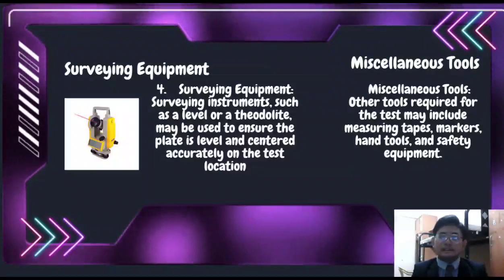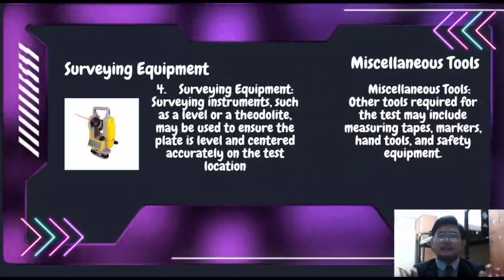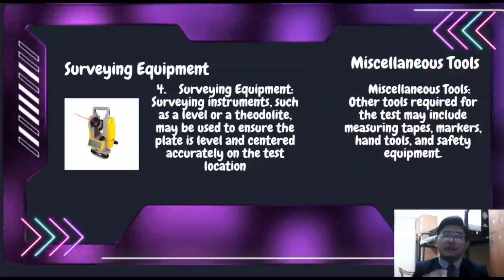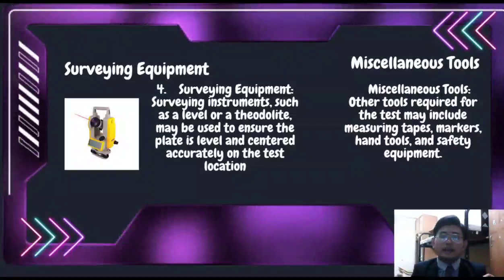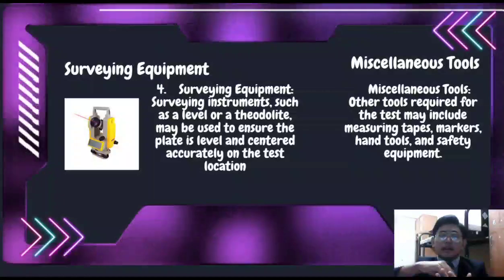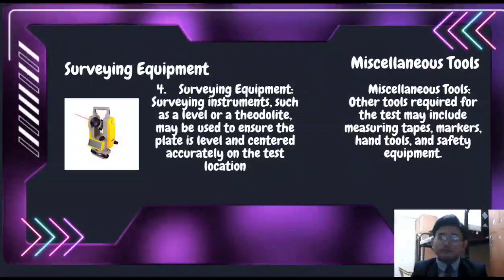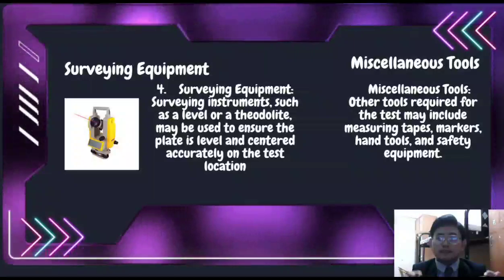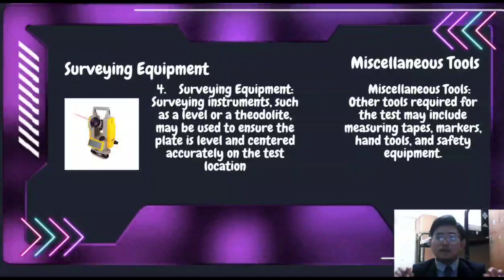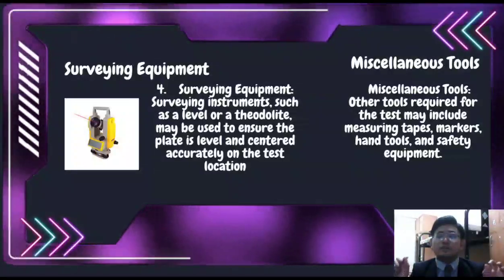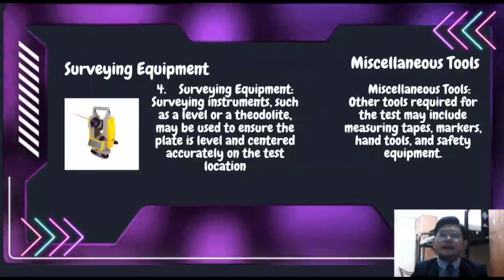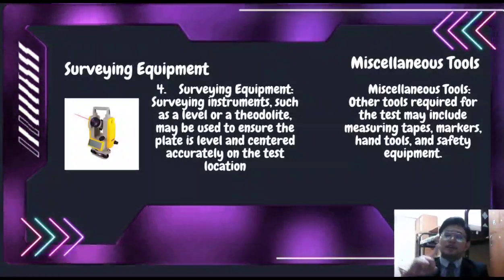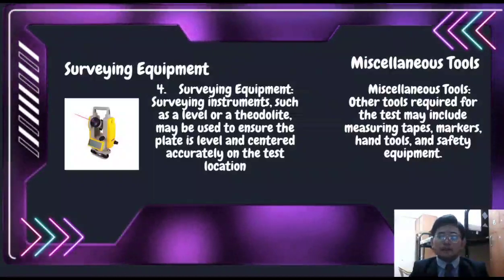Number 7 is surveying equipment. As you can see in this picture, it shows the theodolite, because the theodolite is used as a surveying instrument to ensure the plate is level and accurately centered on the test location. For the last one is miscellaneous tools. Miscellaneous tools required for the test include the measuring tape, marker, hand tools, and safety equipment. That's all from me. Thank you.